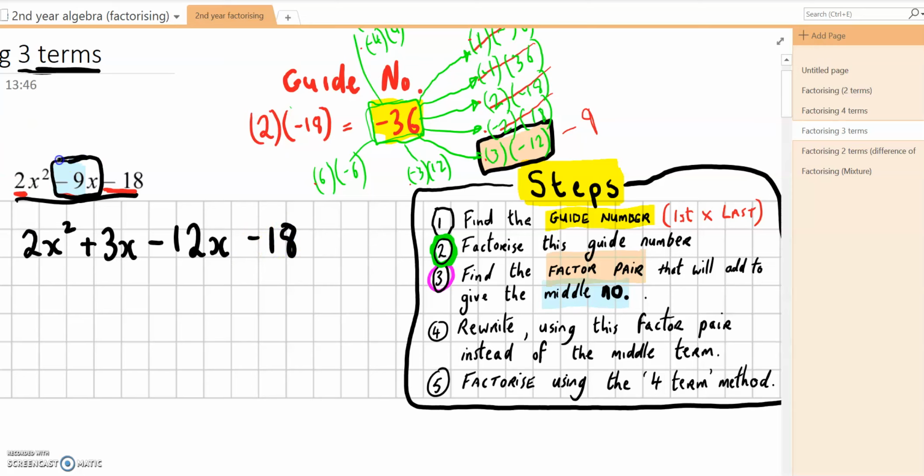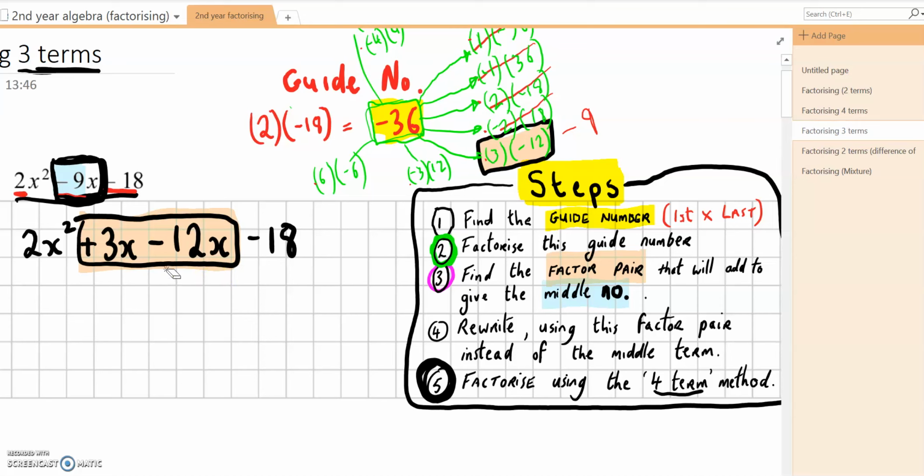Okay, so I've rewritten this little term here. I've rewritten it as this. So I'm using my factor pair to rewrite that. Okay, now why did I do all that? Well, I did all that now because now I can factorize using the 4-term method that we looked at in the video up here on how to factorize 4 terms. So I'm going to continue presuming that you have seen that video already to finish this question off.